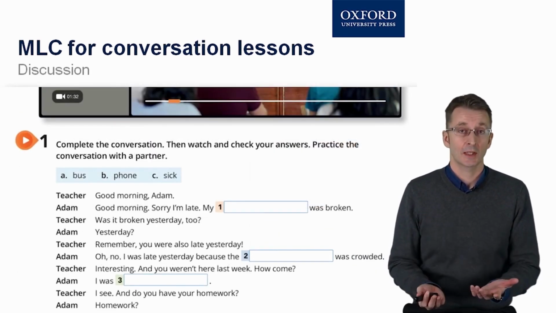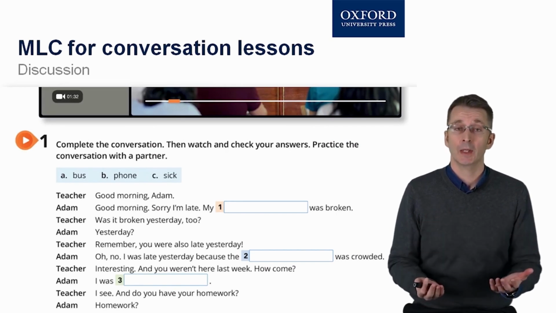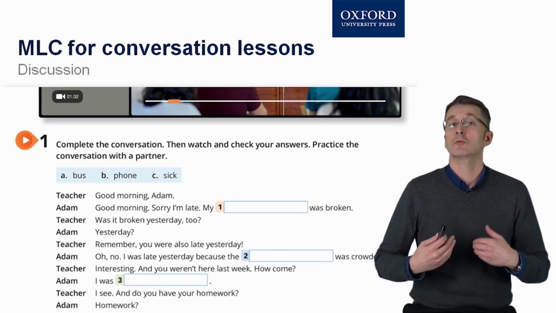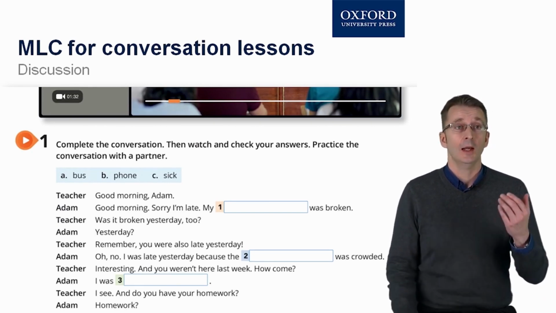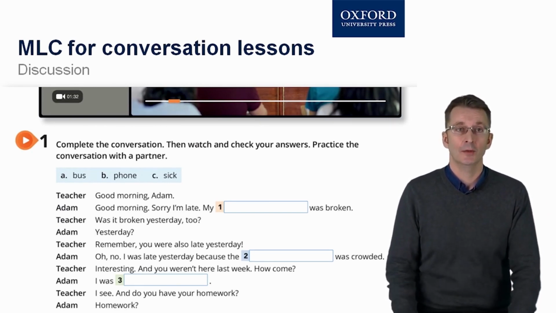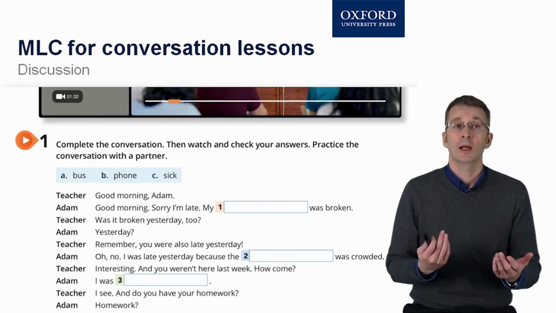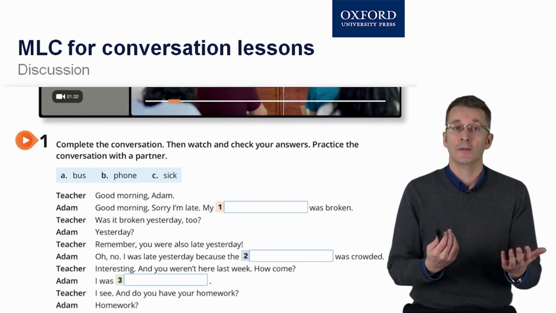So one of the easiest things you can do for a post-viewing activity is for students to reenact a conversation that they watched in the video. And this is what happens in exercise 1. Students watch the video and then they practice the conversation with a partner.